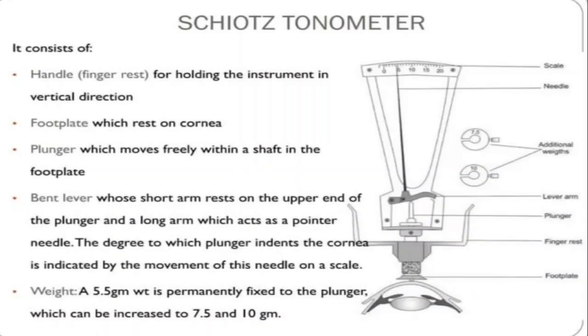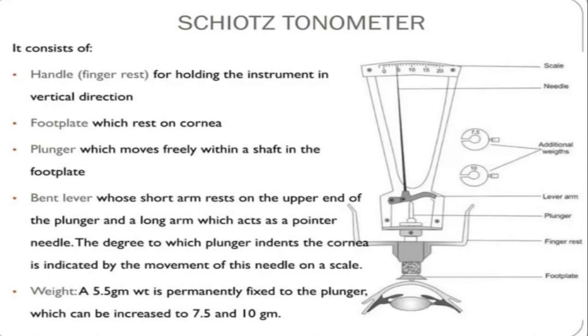The Schiotz tonometer. The Schiotz tonometer is a type of indentation tonometer that is used to measure intraocular pressure within the eye. It was first developed by Hjalmar Schiotz in 1905 and is still used in some clinics today.